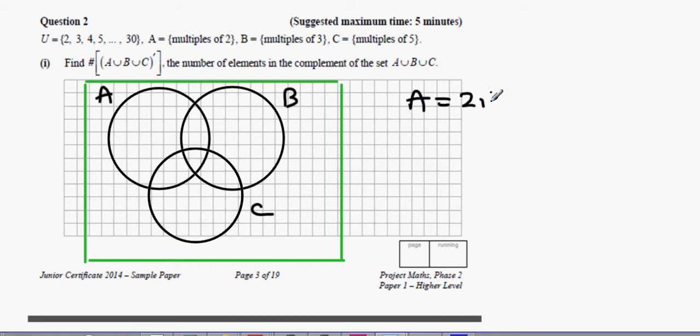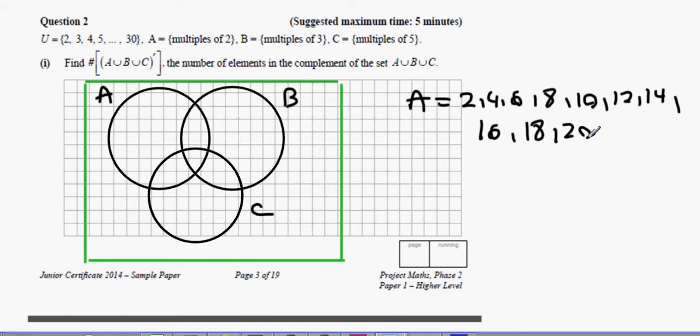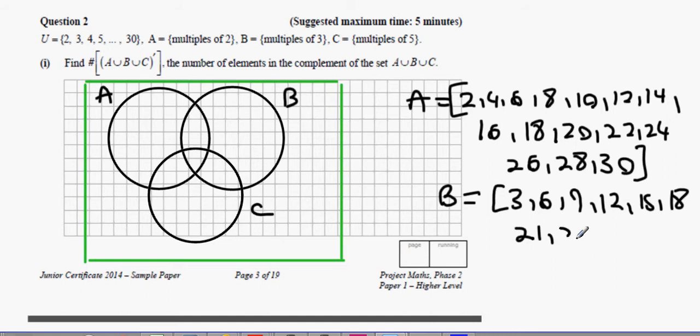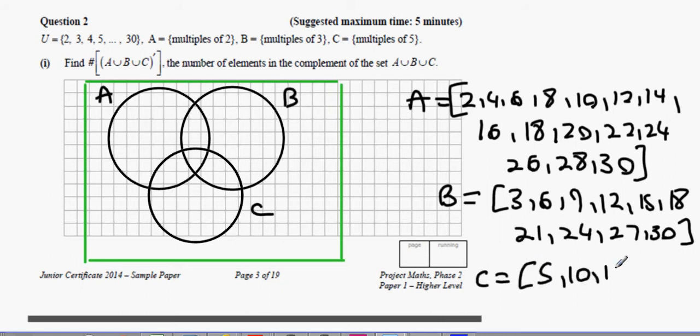Multiples of A are going to be 2, 4, 6, 8, 10, 12, 14, 16, 18, 20, 22, 24, 26, 28 and 30. And that's going to be in the first box. And the second box is B, and these are going to be multiples of 3: 3, 6, 9, 12, 15, 18, 21, 24, 27, and 30. And finally, C is going to be 5, 10, 15, 20, 25, and 30.